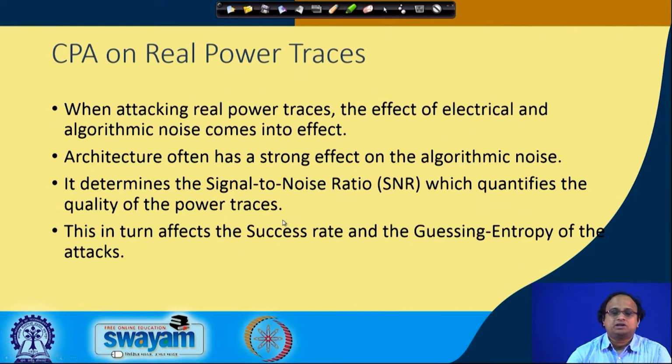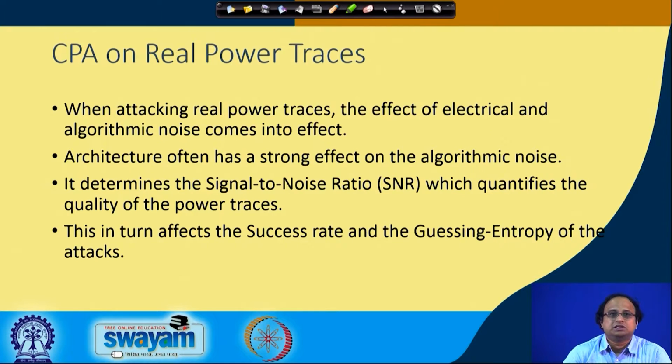So now let us see what will happen if I replace these simulated power traces with real power traces. When attacking real power traces, of course, the effect of electrical and algorithmic noise will come into effect, which we are trying to model with our Gaussian noise, but in real experiments there will be more phenomena, and the architecture often has a strong effect on the algorithmic noise.